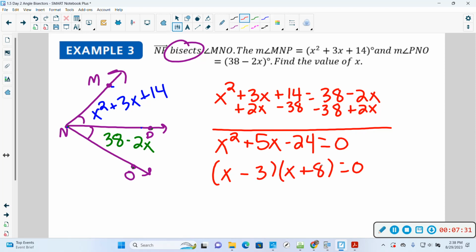And what are our 2 answers for x? First one is? Negative 8 and 3. Got it. Okay, next question. Do I have to plug those numbers in for x and get the angle measures? Read the directions closely. Find the value of x. I did it. Any worries about having a negative 8 for an answer?